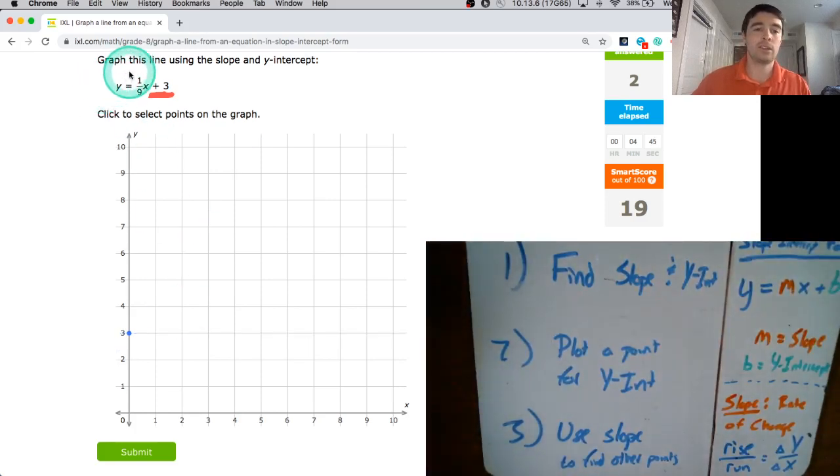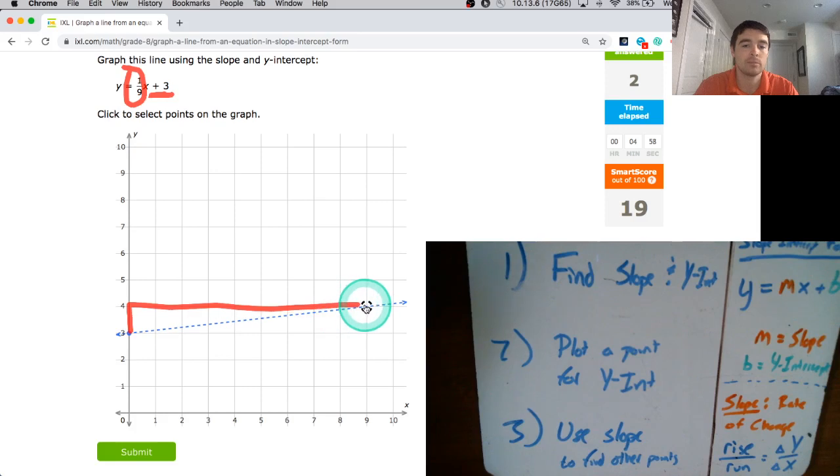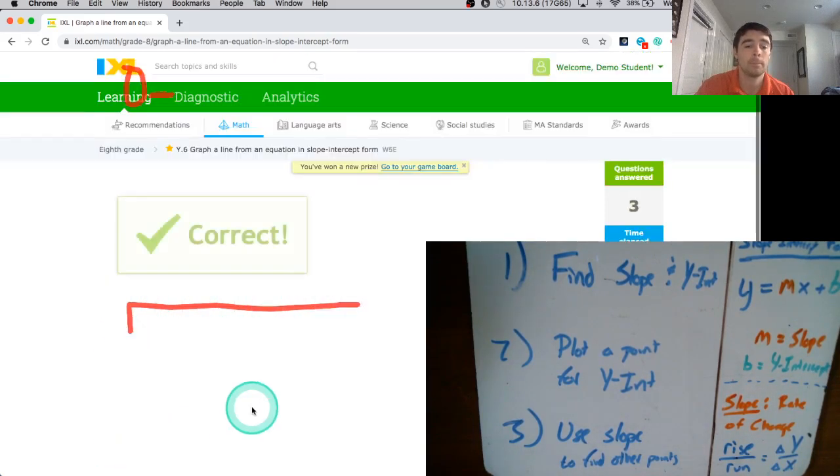And here I notice the slope, the coefficient of x, is 1/9. So I'm going to go back to this y-intercept, the positive 3, and use a slope of 1/9. I'm going to go up by 1 unit and travel right by 9 units. And when I travel up by 1, right by 9, and plot this point, now I've built a line with a slope of positive 1/9.